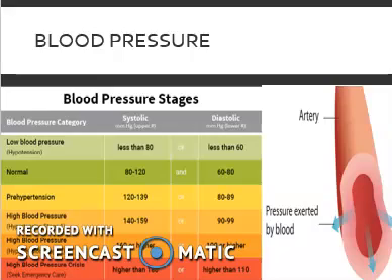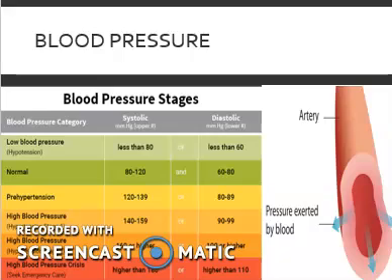Blood pressure is measured in millimeters of mercury, mmHg, and is given as two figures: systolic pressure, which is the pressure when your heart pushes blood out, and diastolic pressure, which is the pressure when your heart rests between beats. The ideal blood pressure is 120/80.